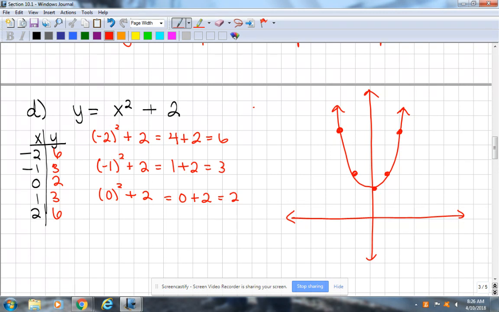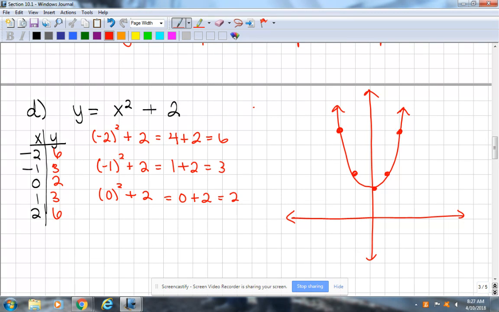How is this one different from the very first example we did? Because it's the most basic one. That parent function is the most basic parabola. How is this parabola different? It's not on the origin. Where is it? It's up 2, right? The vertex is shifted up 2. I could have told you before I graphed it that was going to happen.